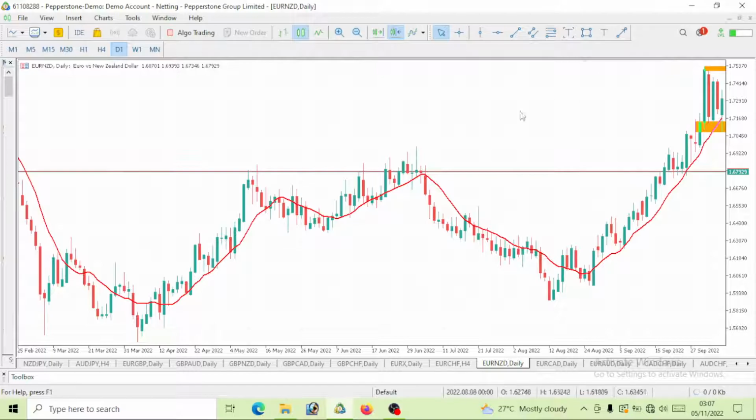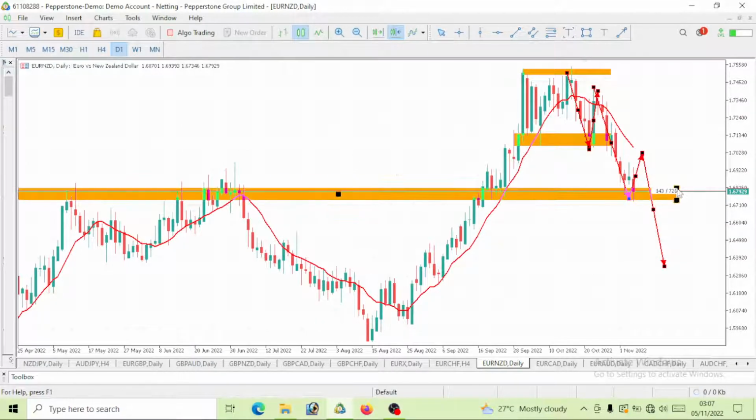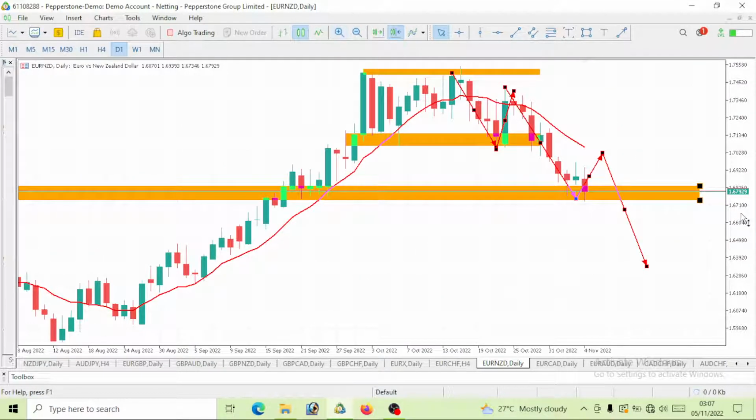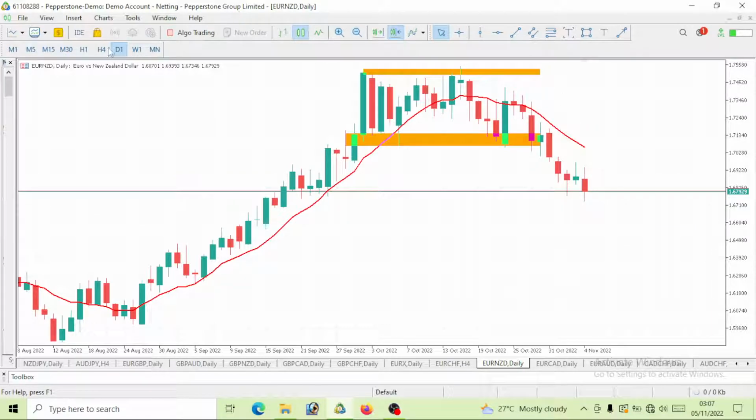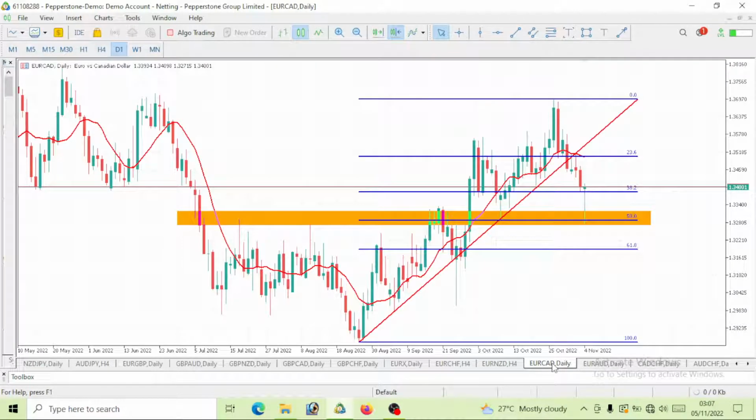I think the correction should happen anytime soon because price has once reacted at this level, right? Once reacted at this level, so we expect price to react at this level again. So let's see if there will be a pullback at this level. Once the pullback has been made, then we can enter to short our Euro New Zealand for the week. And that is it. Now let's take a look at what EURCAD says.